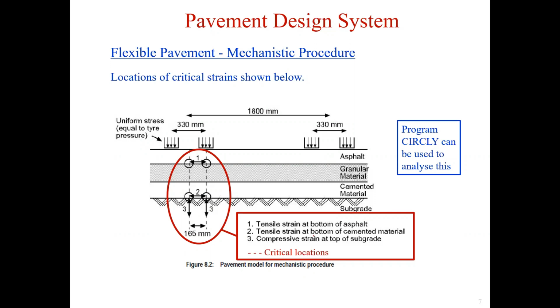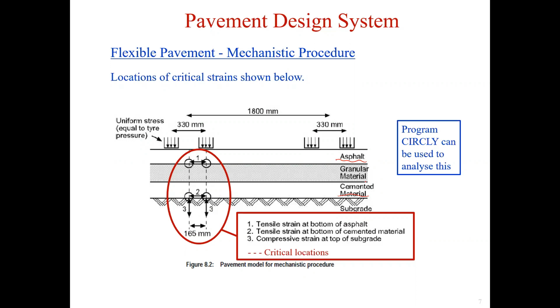In the flexible pavement, the bound materials are made of asphalt and cement, and they have tensile strength. Here we can see that for flexible pavement, there are 3 critical locations: the tensile strain at the bottom of asphalt, the tensile strain at the bottom of cemented materials, and the compressive strain at the top of subgrade. Because that's where the cracking starts.